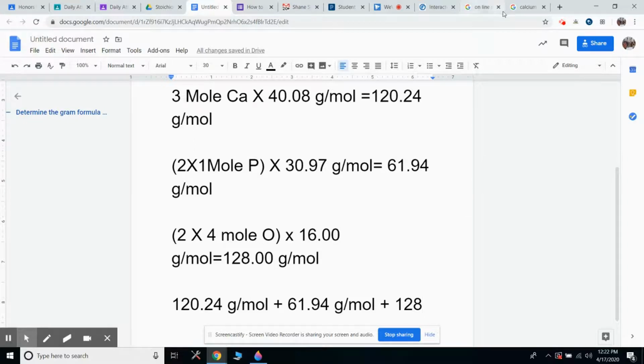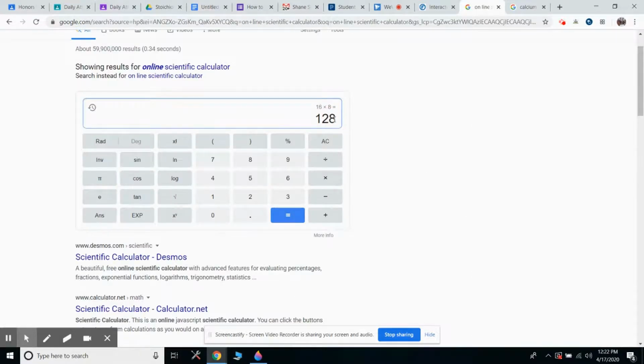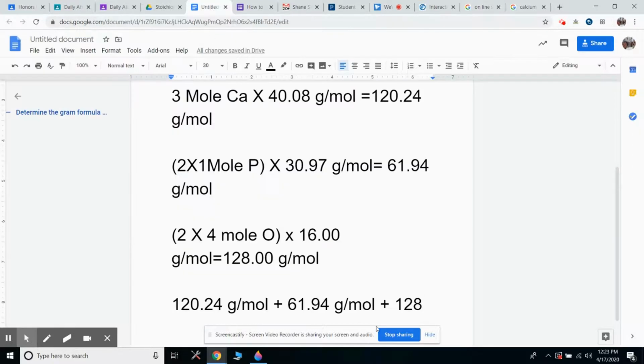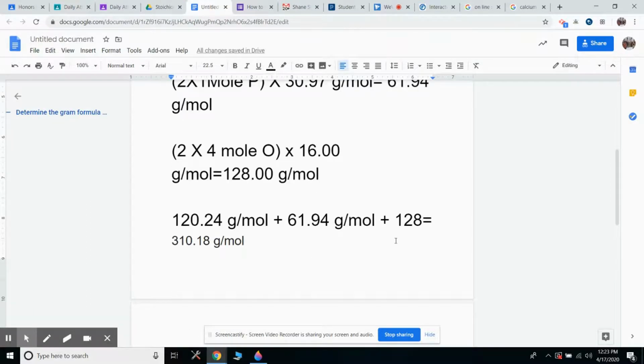So I'm going to go to my online calculator. I'll do the 128 that's already there, plus 120.24, plus 61.94. Plus sign. I'm going to copy that so I don't have to keep retyping. An equal sign. And I find the molar mass of calcium phosphate is 310.18 grams per mole. Okay, let's try the next one on your own.